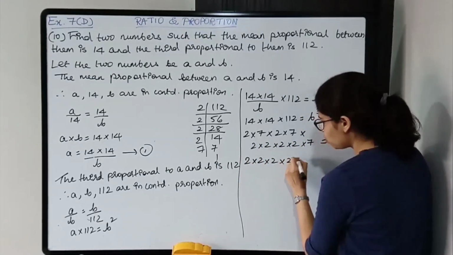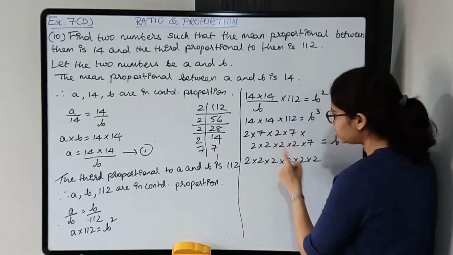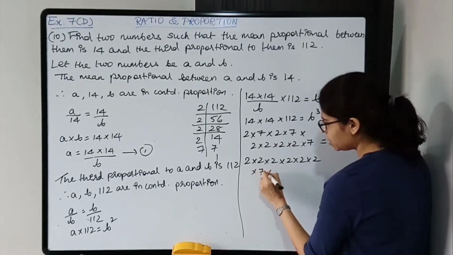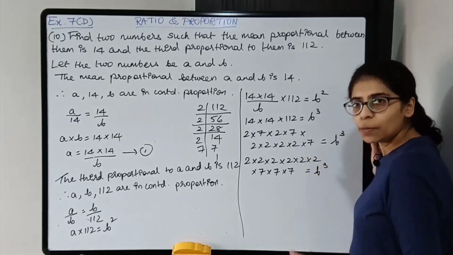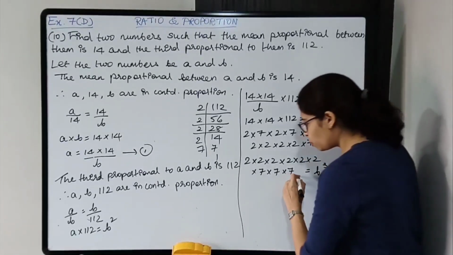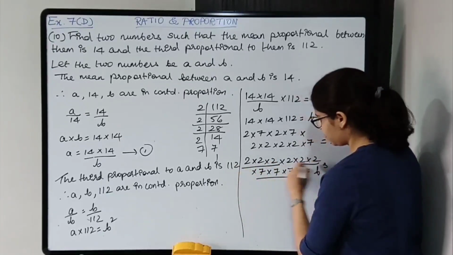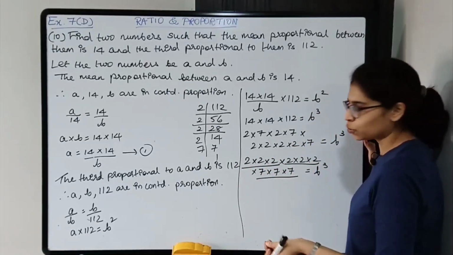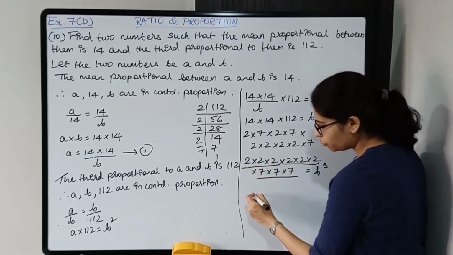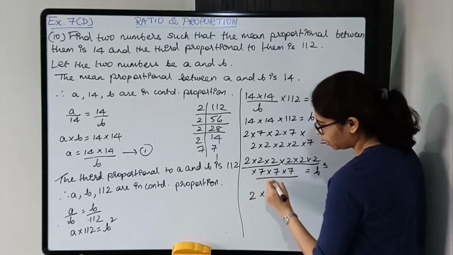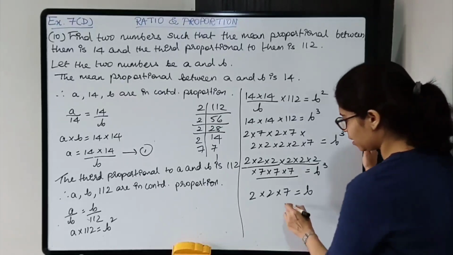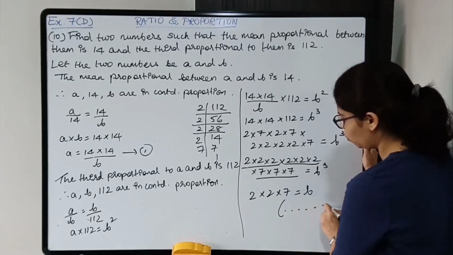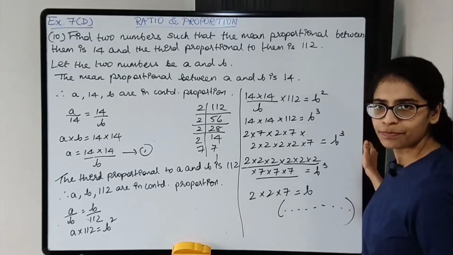Write the 6 2s first and then 3 7s. So 7s equal to B cube. Okay, so you will make a group of 3. Out of these only one will come out. So out of 3 1, out of 3 1, and out of 3 1 equals to B. Give reason: taking cube root on both the sides.